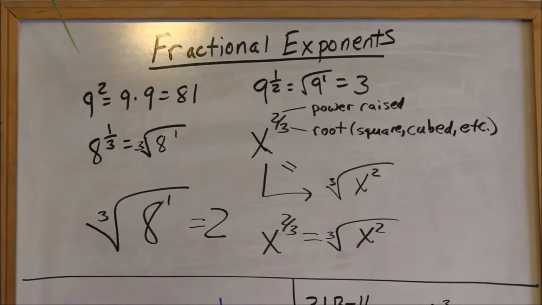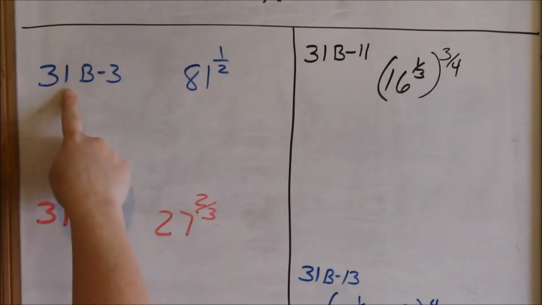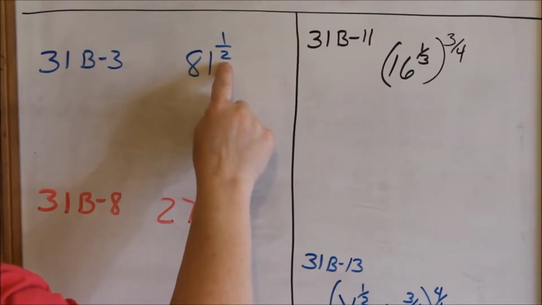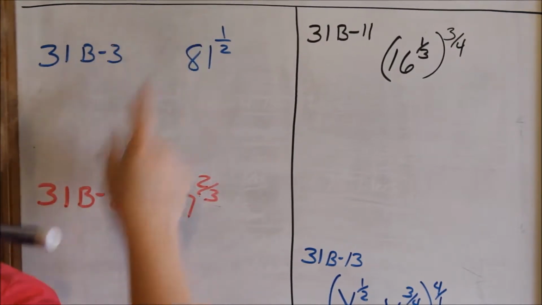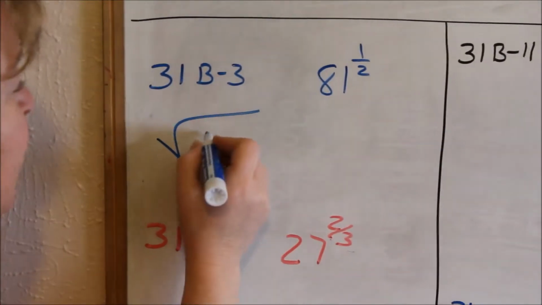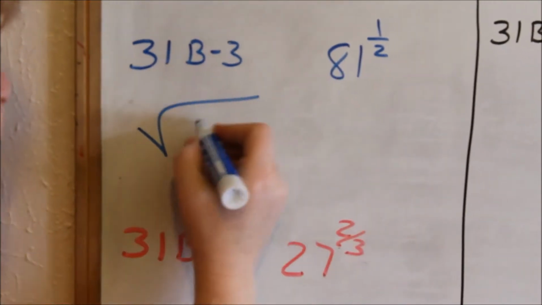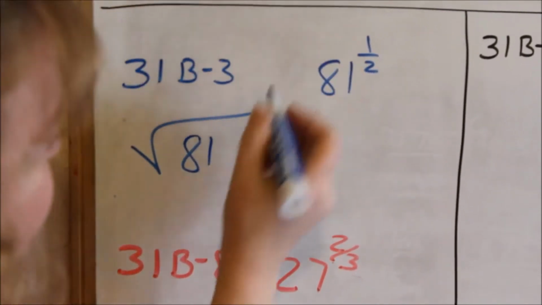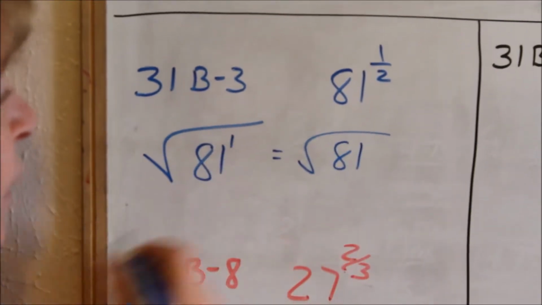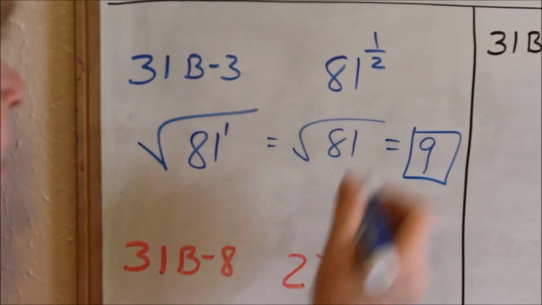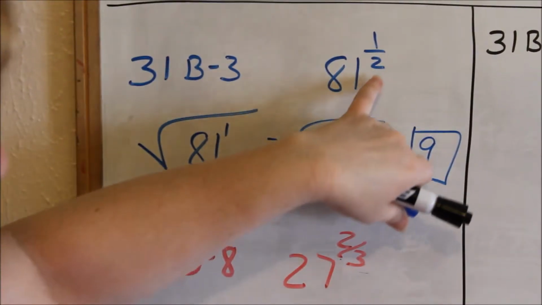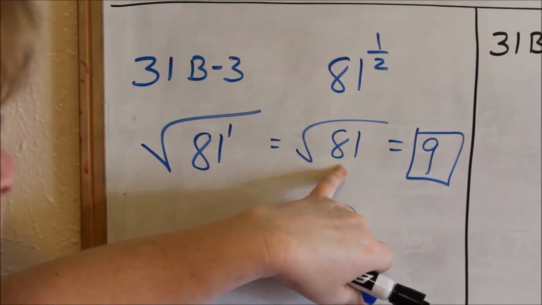Alright, now let's work some problems with these. Let's go to 31b3. 81 to the 1/2. Remember, the denominator tells you what root you're doing. The numerator tells you what power you're raising it to. So if I want to write this in radical form, this denominator tells me I'm doing the square root of 81 raised to the 1st power. Well, 81 to the 1st is still just the square root of 81, and the square root of 81 is 9. So essentially, anything to the 1/2 means the square root of that number. 81 to the 1/2 is the same thing as the square root of 81.